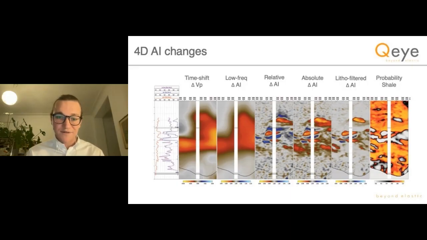So a relative inversion starts with a model of no change, whereas our absolute inversion, which is the panel just to the right of that, includes the acoustic impedance low frequency model as the starting model. You can see in the results of the absolute acoustic impedance that a lot of those side lobe energies are dramatically reduced, and we're able to more properly characterize the actual change that's occurring at the reservoir level.